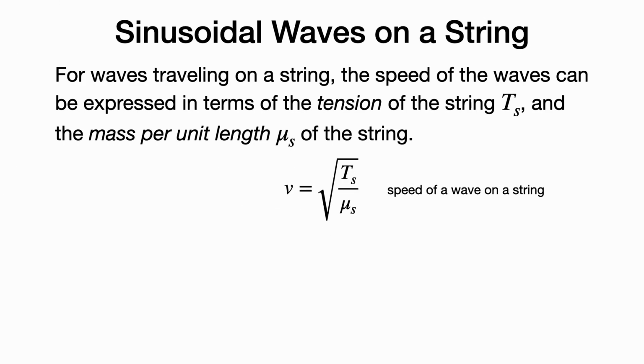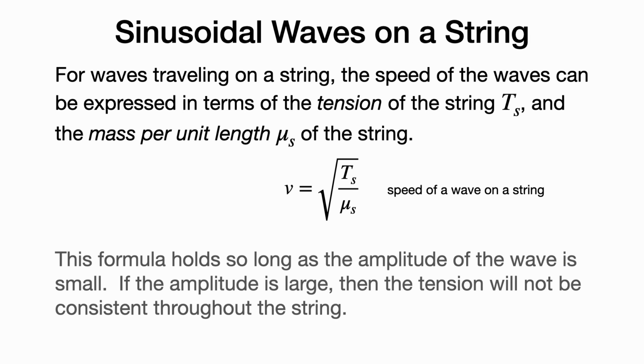For waves traveling on a string, the speed of the waves can be expressed in terms of the tension of the string, T sub s, and the mass per unit length, mu sub s, of the string, and the speed is given by the square root of the ratio of the tension to the mass per unit length. Now, it's very important not to confuse the tension in the string with the period of the waves, because both of these tend to use the same letter, capital T, to represent them. This is why we put the subscript s on the tension in the string, so hopefully you won't get confused between these quantities.